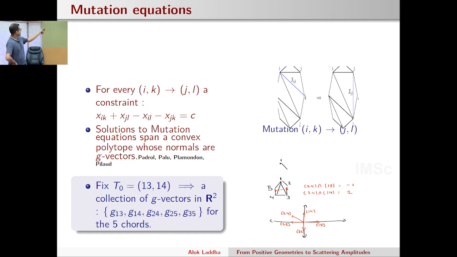xik plus xjl, which are the initial and the final flip, minus whatever chords were adjacent to them. I hope from the figure it's clear. The vertices ijkl bound the quadrilateral, and that tells you uniquely what this equation is. It's a discrete equation on these x variables. And if you solve this equation, which was shown by mathematicians in 2019, the solutions span a convex polytope.